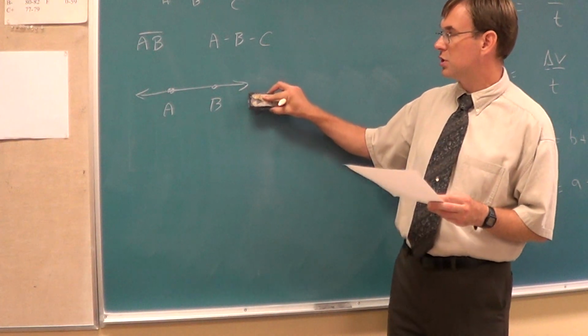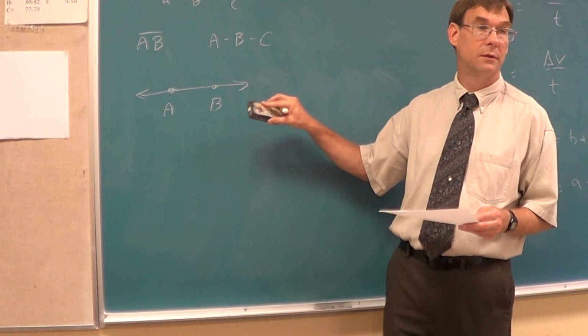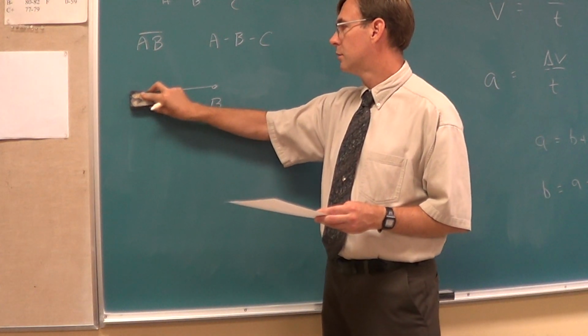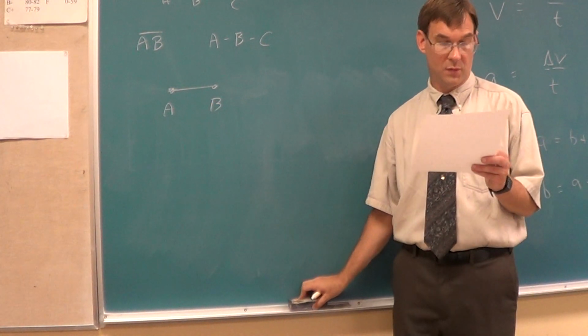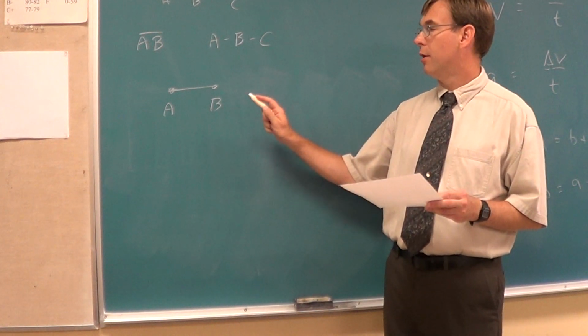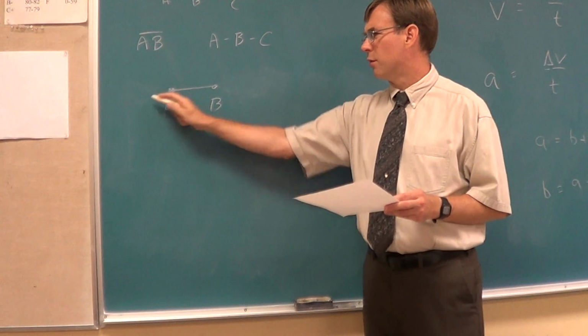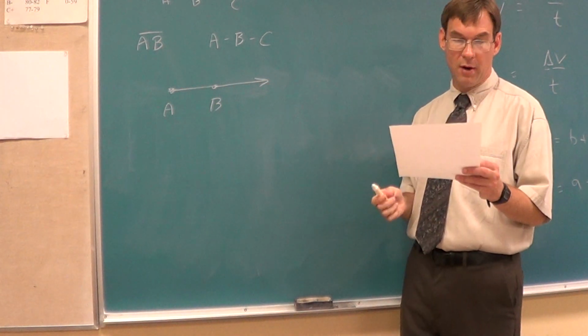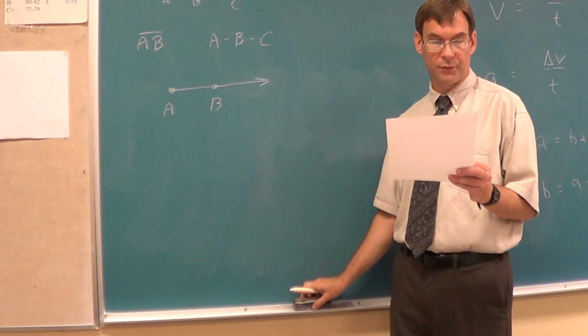Segment AB, what should I erase? The arrows. Segment AB just connects A to B and looks like that. Ray AB, I need to add back on. Where do I need to add back on for ray AB? To the right. I need to go that way and go arrowhead for ray AB.